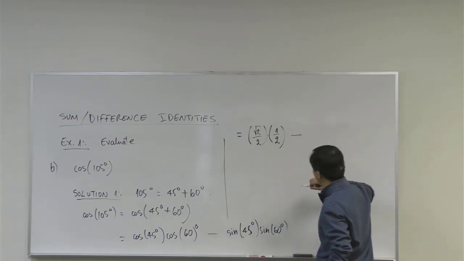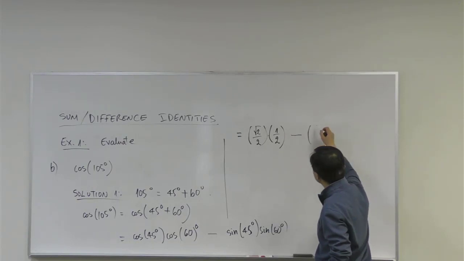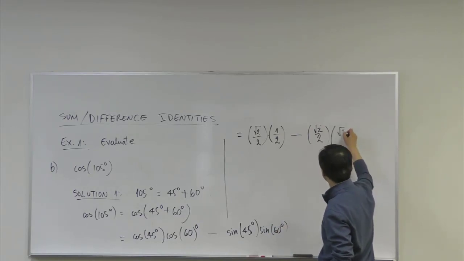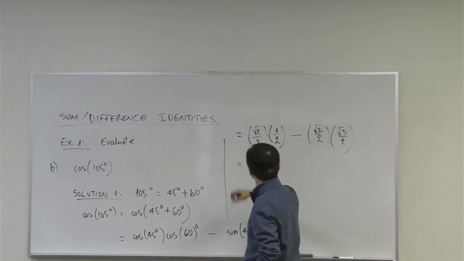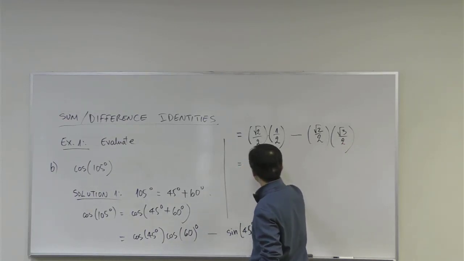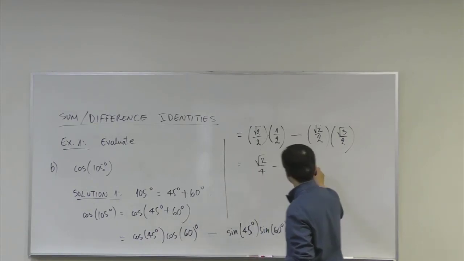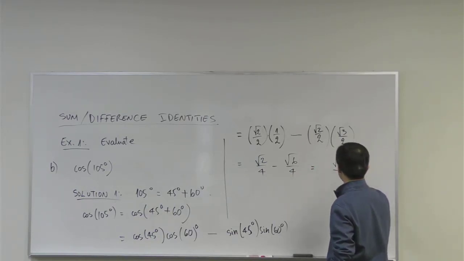But now make sure we're subtracting, right? So here, what are we subtracting? Sine of 45 degrees, which is sine of pi over 4. So that is positive square root of 2 over 2. But then sine of the 60 degrees angle, which is square root of 3 over 2. So now we're down to square root of 2 over 4 minus the square root of 6 over 4. Putting it all together in one fraction, square root of 2 minus the square root of 6 over 4.